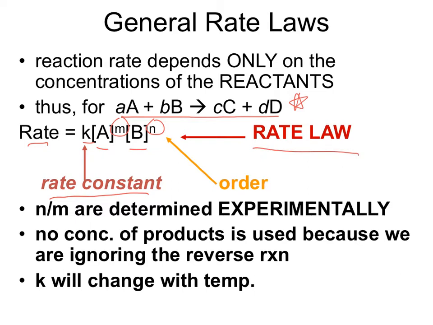Now m and n are called the order, and we're going to discuss how we figure those out and how they affect the rate of the reaction in a little bit. But for now, we just need to understand and accept that m and n are experimentally determined, so we actually have to run reactions. Remember that in our rate laws, we're not going to include products because we are ignoring the reverse reaction. And as I said earlier, your rate constant k is going to be variable with temperature, so anytime you're carrying out a reaction involving the establishment of rate laws, you want to keep your temperature constant.